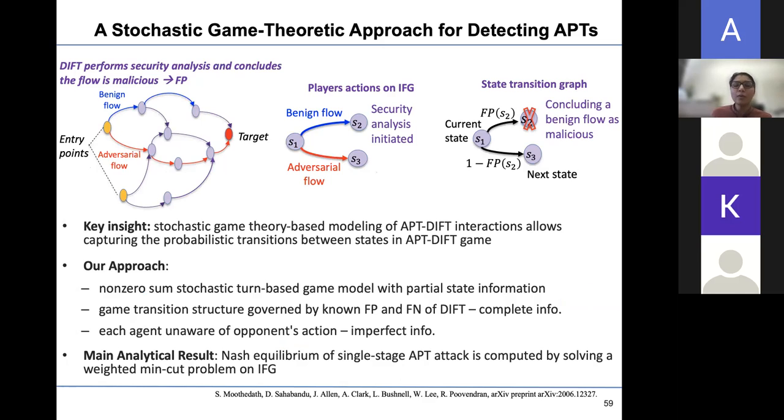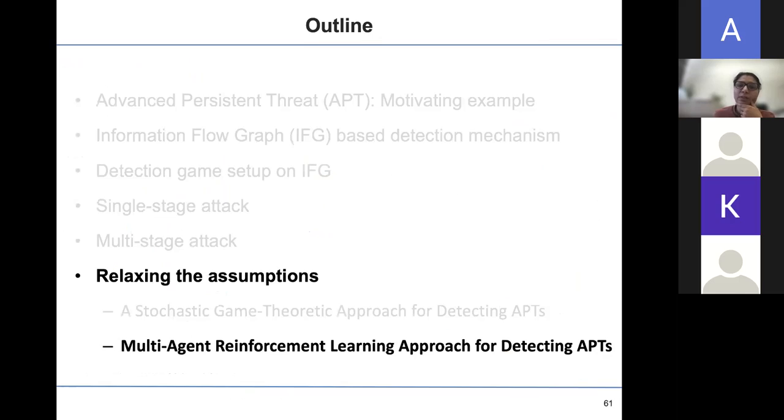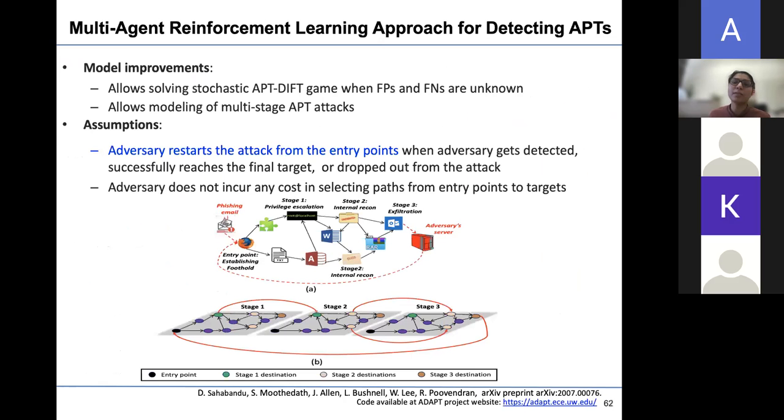If those values are known, the min-cut approach extends, and we perform analysis, provide theoretical guarantees, and also provide evaluations on real attack data. Here I'm showing the data exfiltration attack. Later we further relax this assumption: what if the false positive and false negative values are unknown? This results in a setting where the game is of incomplete information because the system parameters are unknown.